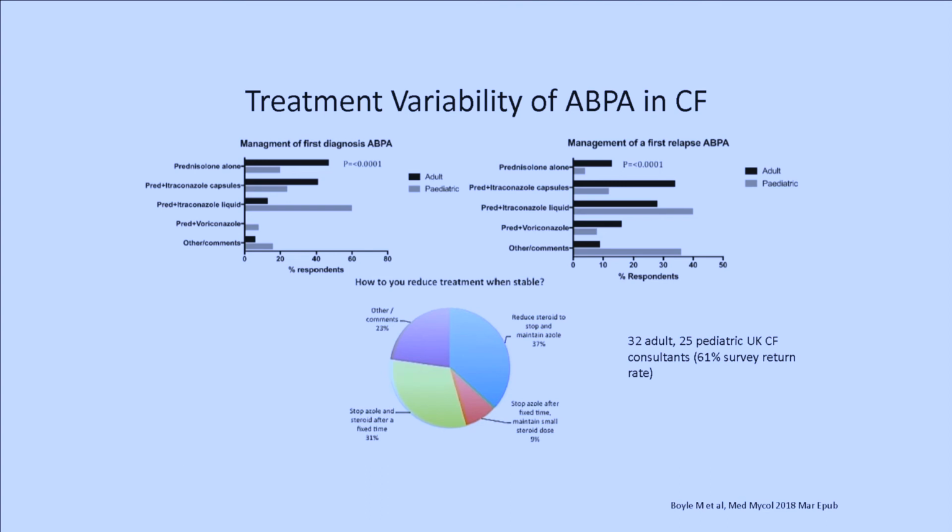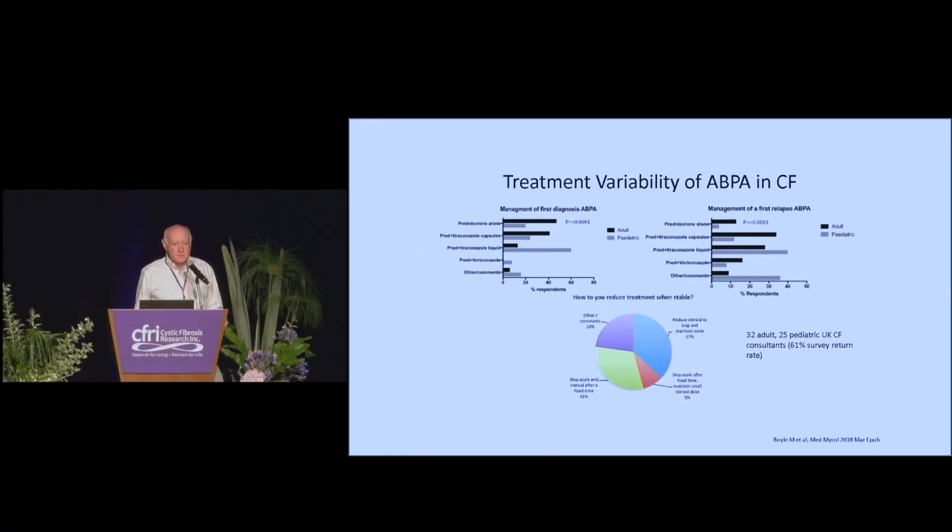And what you can see there, just looking at the figure, is that there's quite a bit of difference between the different providers, and also significant differences between those that take care of adults and those that take care of kids. The kids are likely to get treated with some different drugs and more likely to have a combination of an azole as well as steroids.